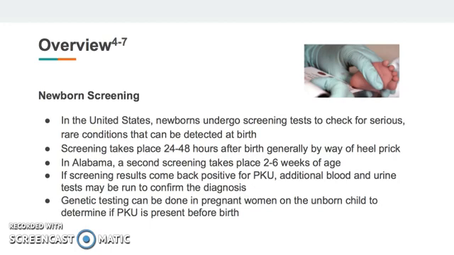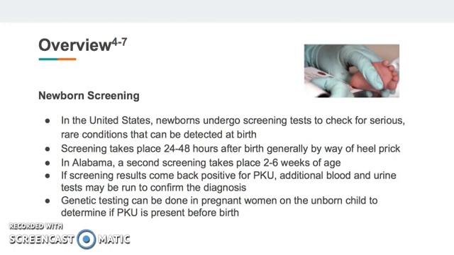But after the screening results come back positive for PKU with high serum phenylalanine levels, additional blood and urine tests will be run to confirm the diagnosis, as an initial out-of-range reading does not automatically mean that the child has PKU. It's also possible to do testing in pregnant women on the unborn child to determine if PKU is present, so that way we can be aware of the diagnosis before birth even takes place. We're going to get more in depth with diagnostic criteria and screening serum levels in Lecture 3. So right now, let's just remember this overview on how diagnosis occurs.